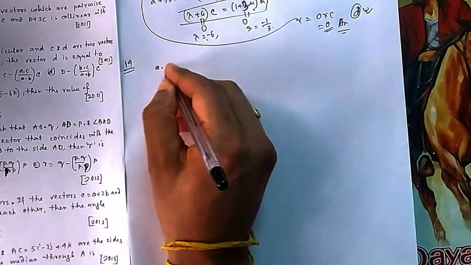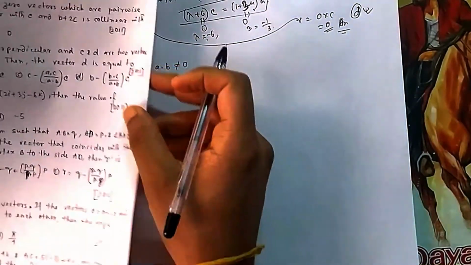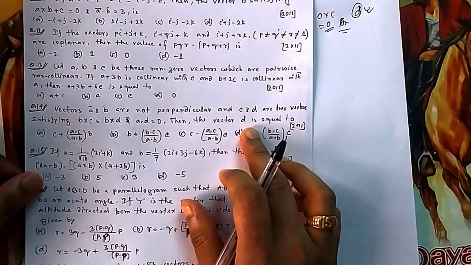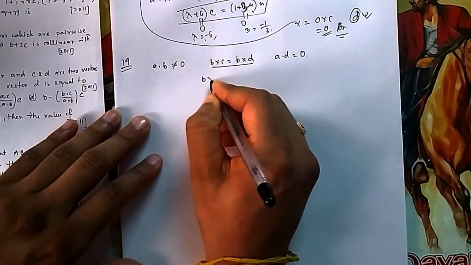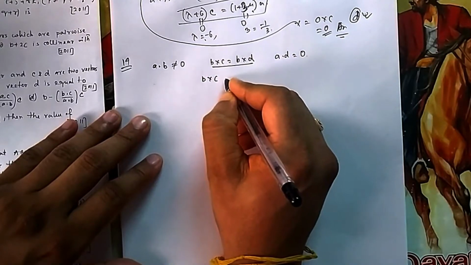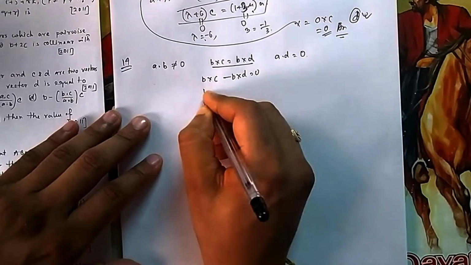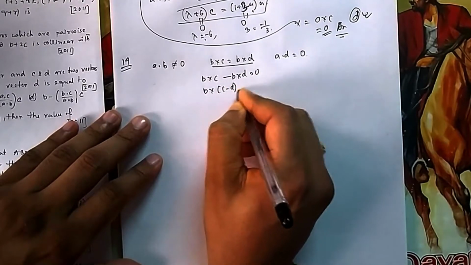So let me write all these things. First you write all these things. A dot B is not equal to 0. These things are given to you. Then the value of D. So if I start from this one, B cross C can be written as minus B cross D is equal to 0. So you can write it B cross (C minus D) equal to 0.